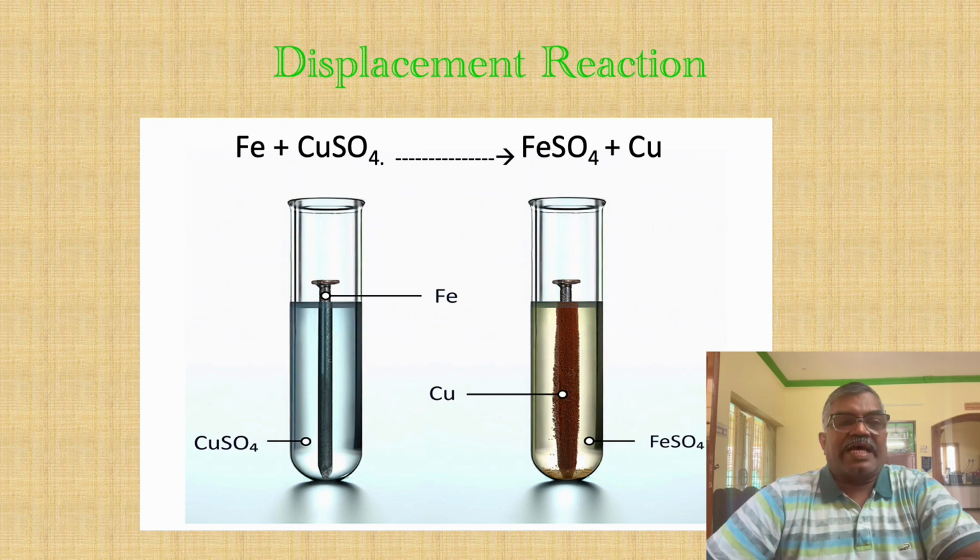Because you know that iron is more reactive than copper, it easily displaces copper from copper sulfate solution and takes the place of copper, becoming iron sulfate. So this is a very good example of a single displacement reaction.